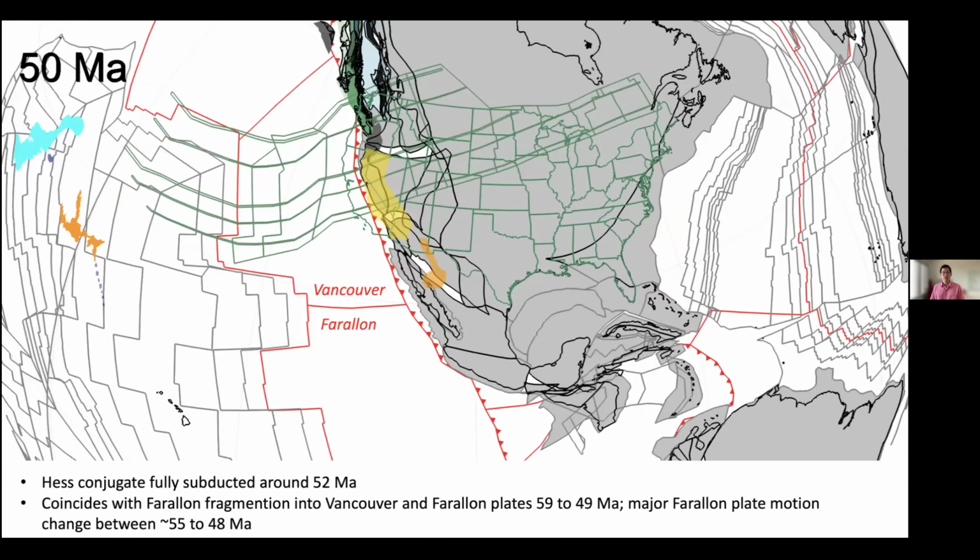And then by 50 million years ago, the Hess conjugate is fully subducted. And at this time, a number of things happen to the Farallon plate. The Farallon plate fragments into the Vancouver and Farallon plates. We know this from seafloor spreading anomalies that are still existing. And there's also a major Farallon plate motion change between 55 to 48 million years ago.